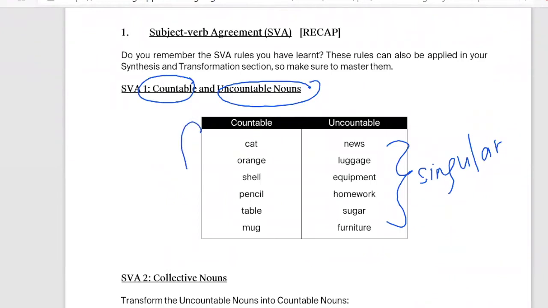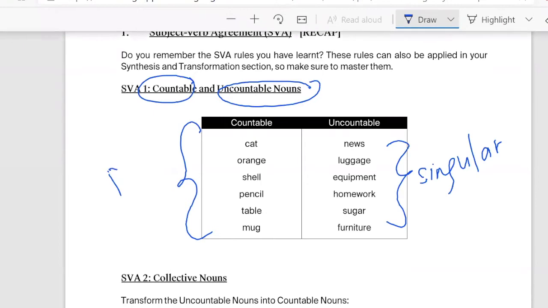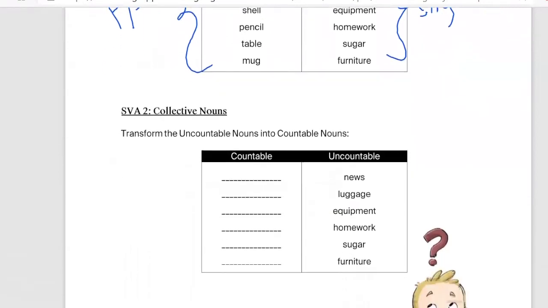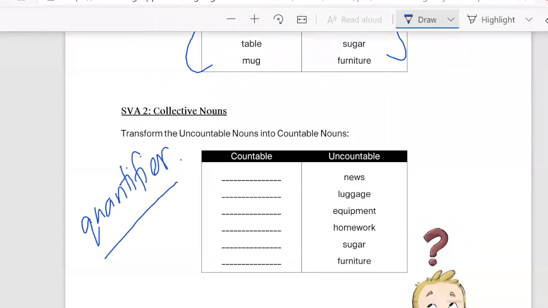And your countable noun, depending on the number, can go into your plural. All right. Your SVA, your collective noun. Remember we talked about it. Transform your uncountable nouns to countable nouns, and you do that by adding the quantifier. Remember? We talked about this as well yesterday.